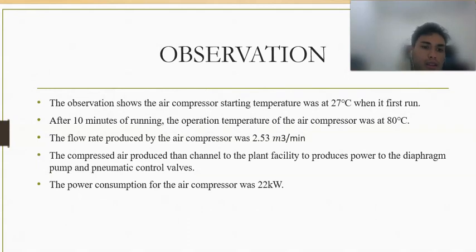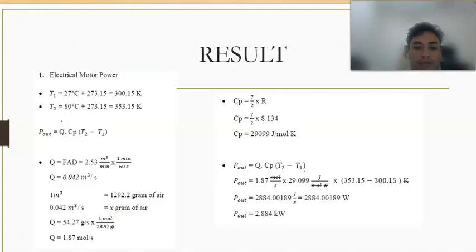For the observation part, the observation shows the air compressor starting temperature was at 27 degrees Celsius. After 10 minutes of running, the operation temperature of the air compressor was at 80 degrees Celsius, and the flow rate produced by the air compressor was 2.53 meter cube per minute. The compressed air produced is then channeled to the plant facility to produce power to the diaphragm pump and also the pneumatic control valve. The power consumption for the air compressor was 22 kilowatt.